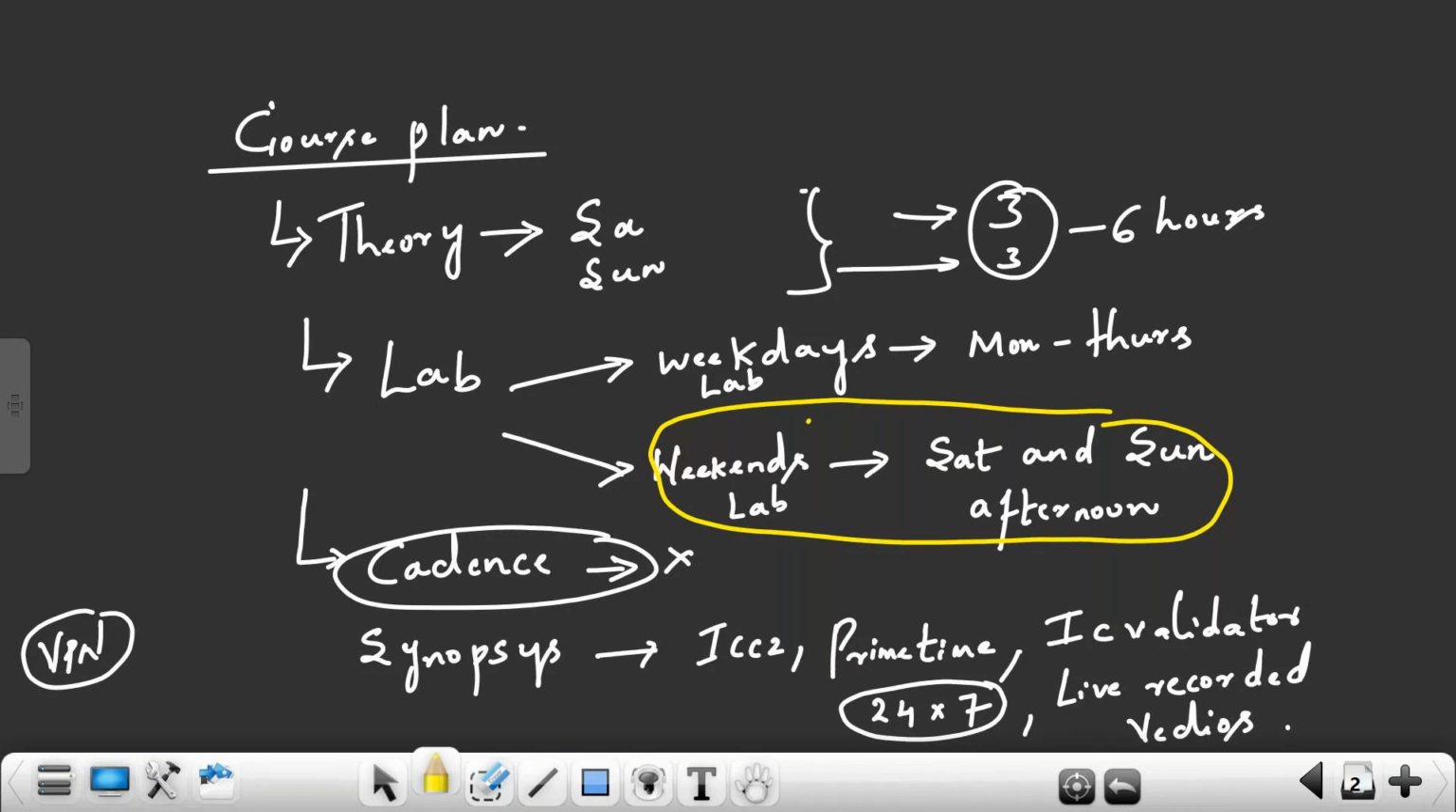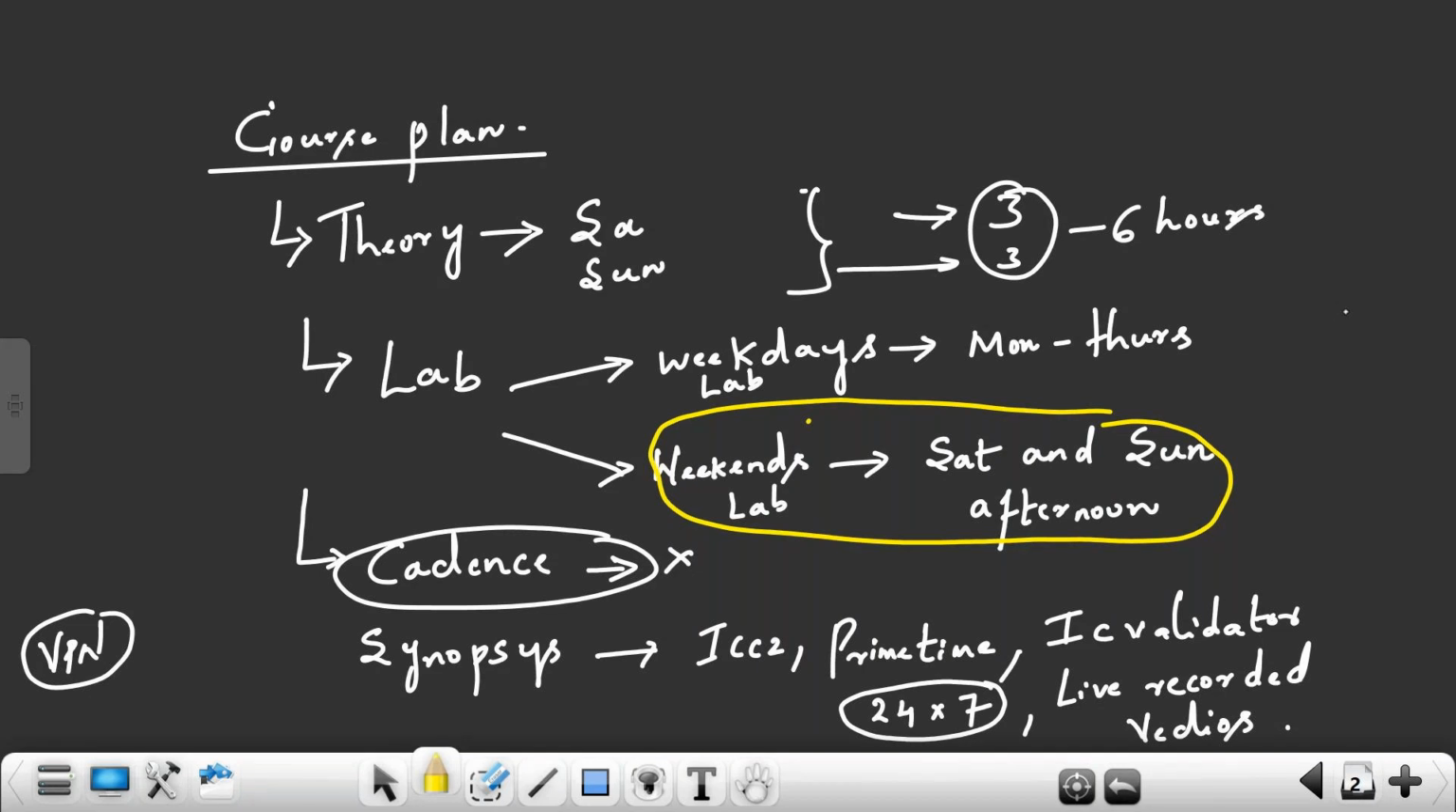I cannot tell what the course time is, meaning at what time the lab or theory session starts. Generally, theory will be in the morning and lab will be in the afternoon session. For the weekday lab, I'm not sure; admin will inform you at what time you have lab. Every session will be 2.5 to 3 hours, depending upon the completion of the topic.